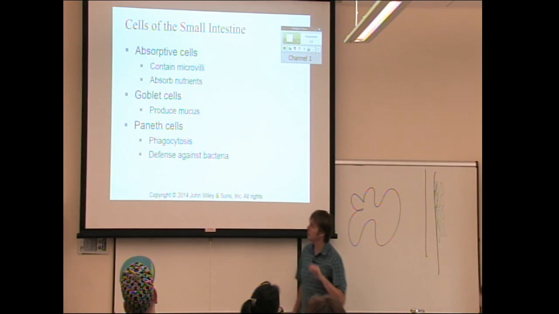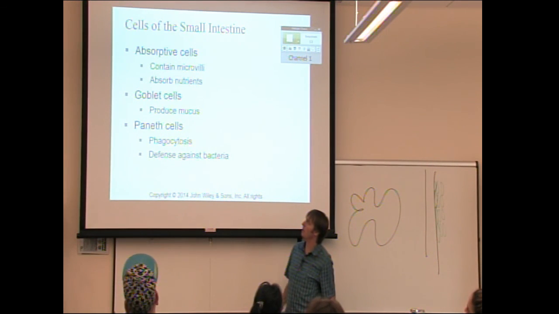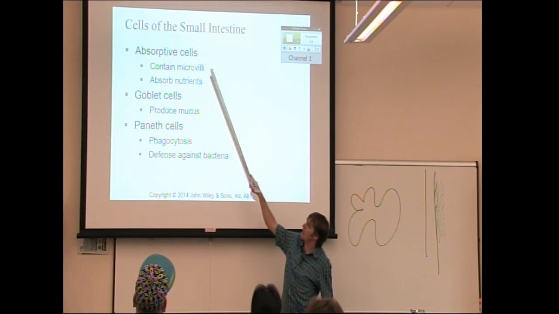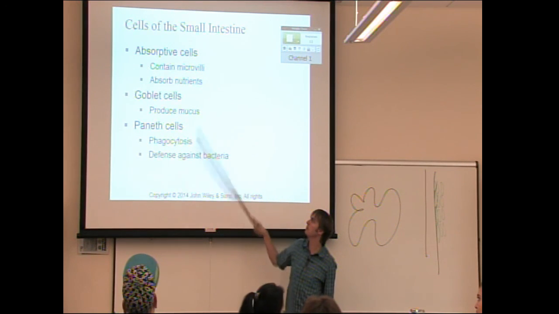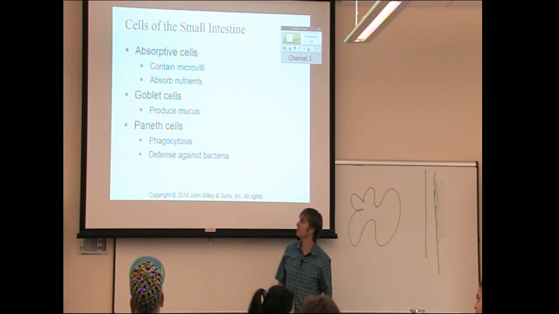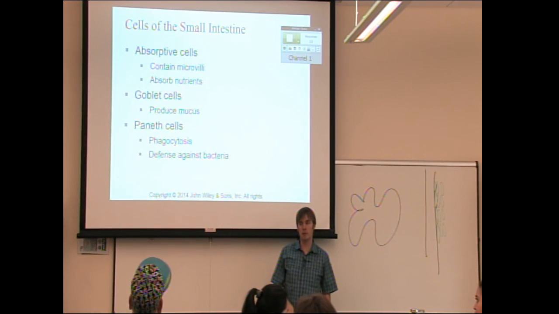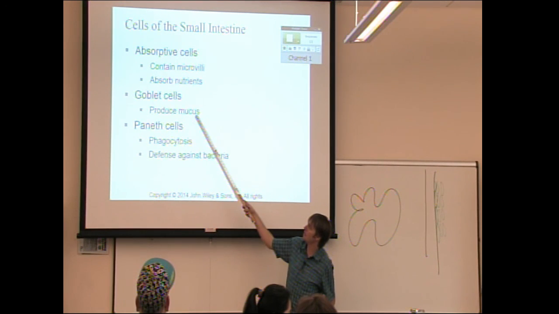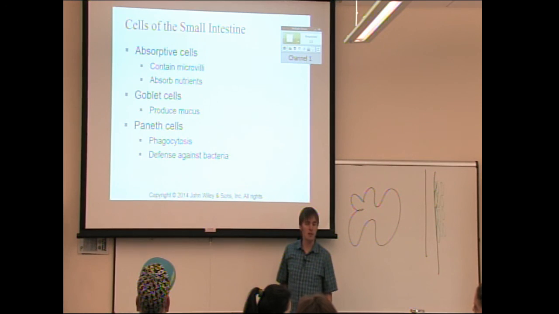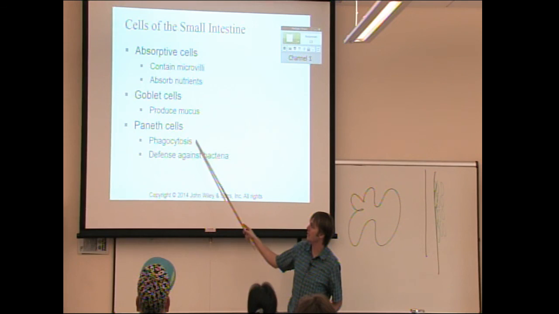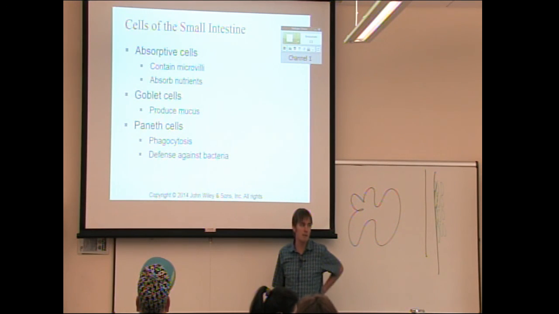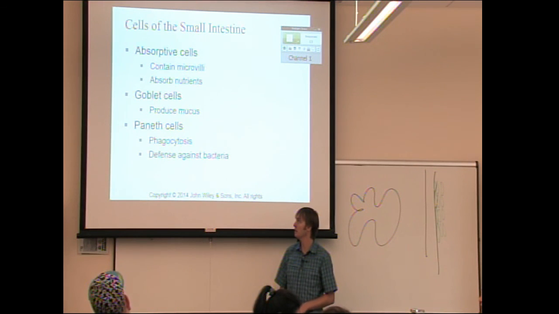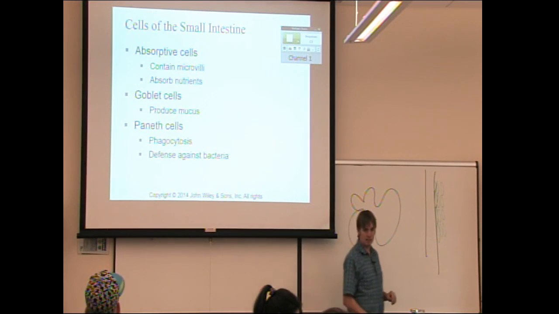All right, so 3 main cell types we'll worry about. Most of them are absorptive cells that have the microvilli on them to just absorb all the nutrients, like amino acids or carbohydrates, things like that. Goblet cells that make the mucus, so you can keep things smoothly moving along. And then the Paneth cells, those are an immune cell that eat bacteria that happen to get through the stomach, or any viruses or anything.